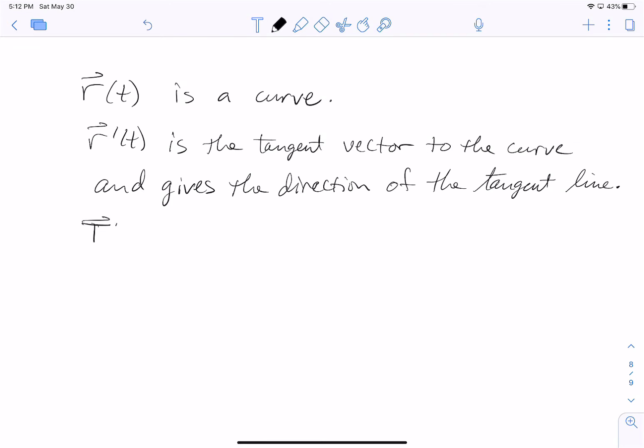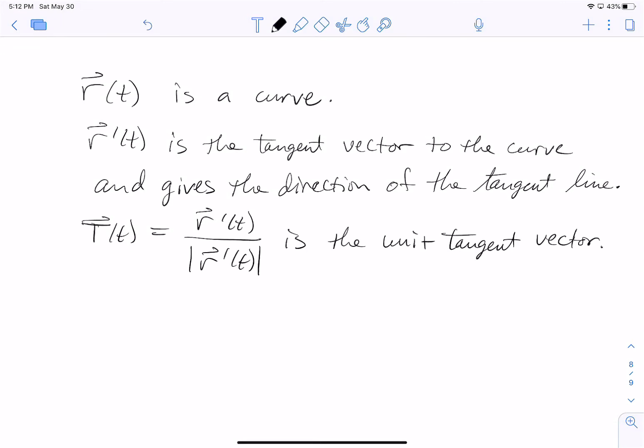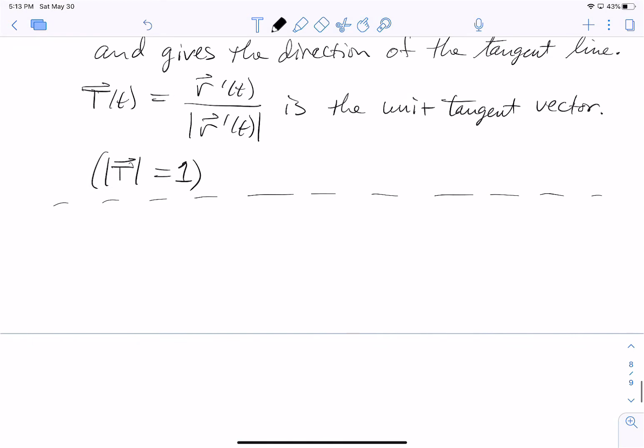T of t, which is given by r prime of t divided by the magnitude of r prime of t, is the unit tangent vector. That is to say that the magnitude of T is equal to 1. Okay, so that's a recap of our symbols, because we're going to have some new ones.